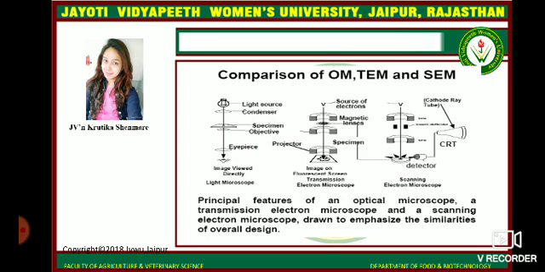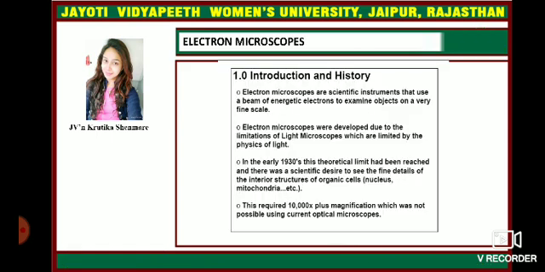Comparison of optical microscope, TEM and SEM. The principal features of an optical microscope, a TEM and a SEM are drawn to emphasize the similarities of the overall design. So, in a light microscope, the image is viewed directly and the light source is present, followed by a condenser and then an eyepiece. A transmission electron microscope has magnetic lenses and then a specimen is placed. In a scanning electron microscope, there's a lens, then there is a detector, and then it is connected to a CRT.